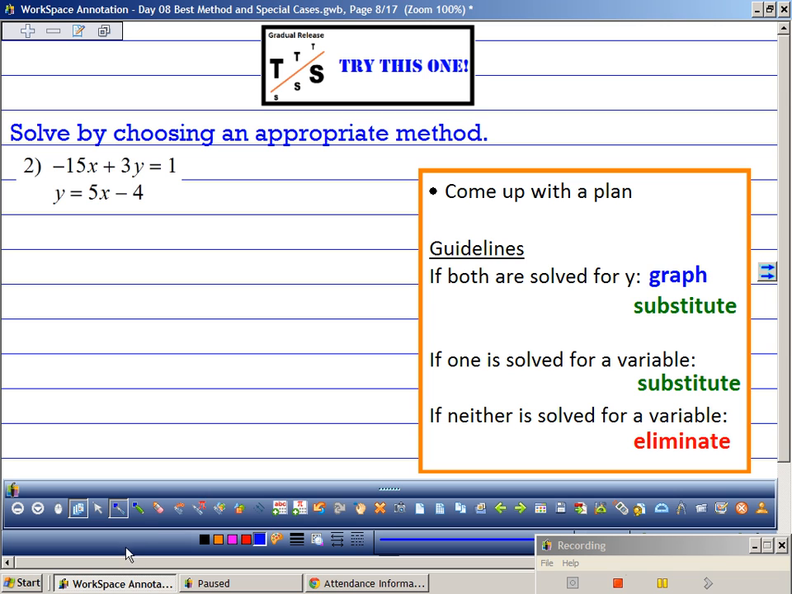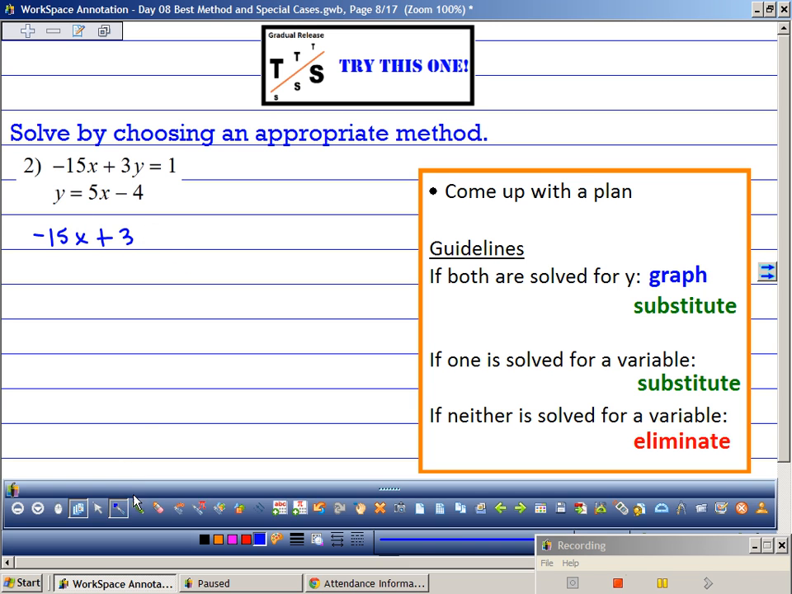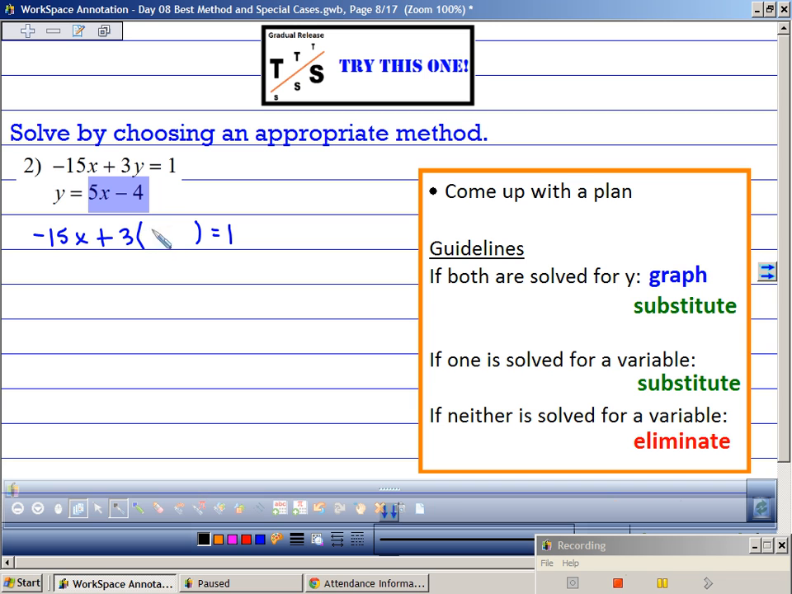Okay, so how about Carlos? Carlos, what method did you use? You use substitution. That's what I would use too. So I'm going to say negative 15x plus 3y. Well, I already know what y is. Y is 5x minus 4. So I'm going to make sure I have enough room to fit that in there. Equals 1. So if 5x minus 4 equals y, I can put that right here.